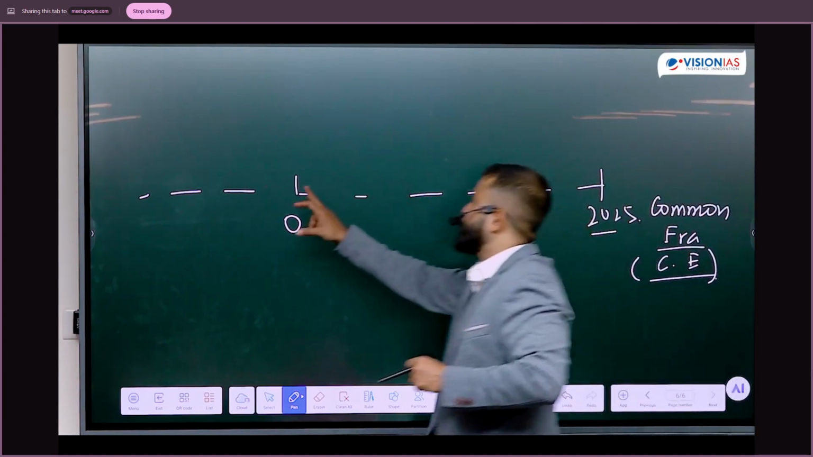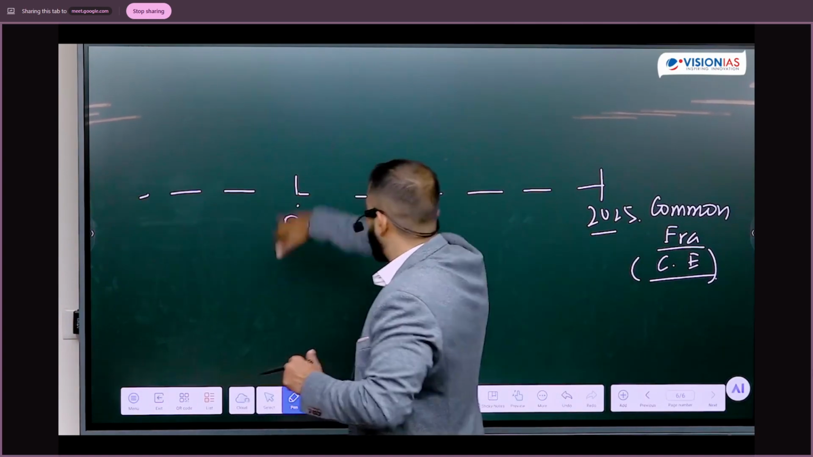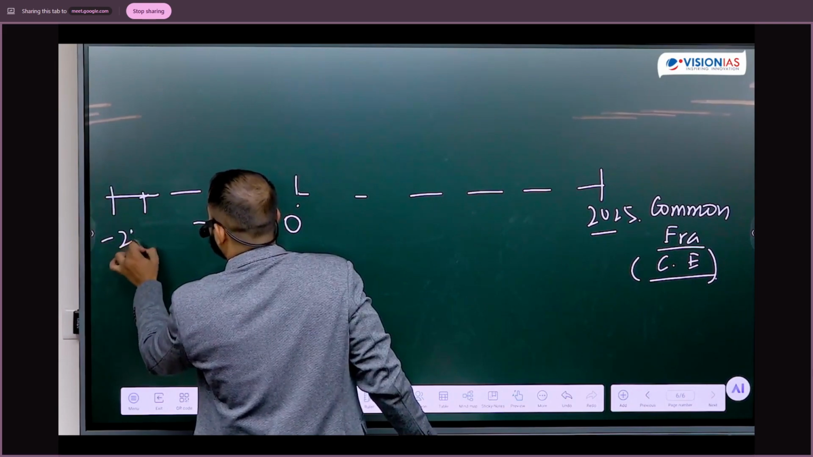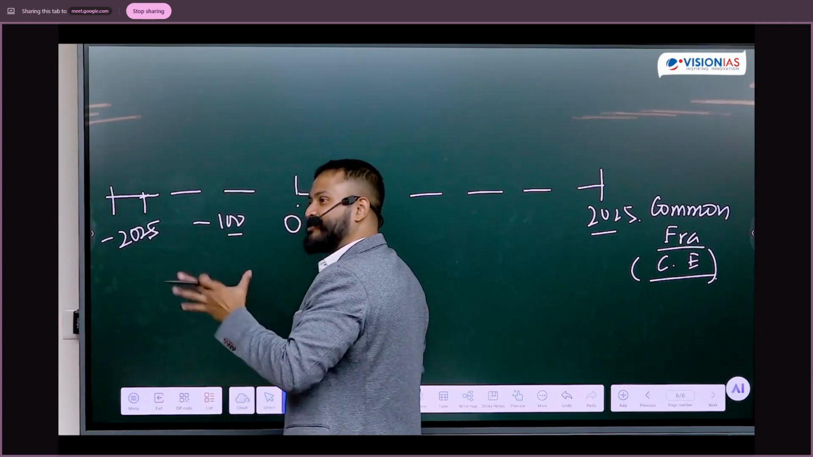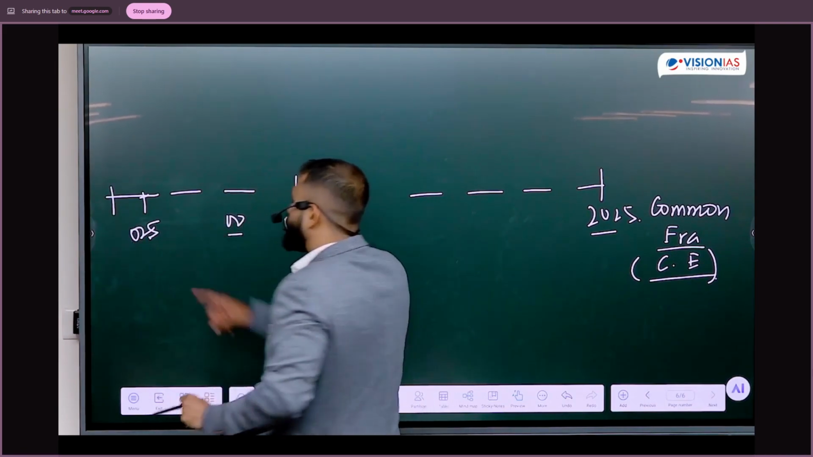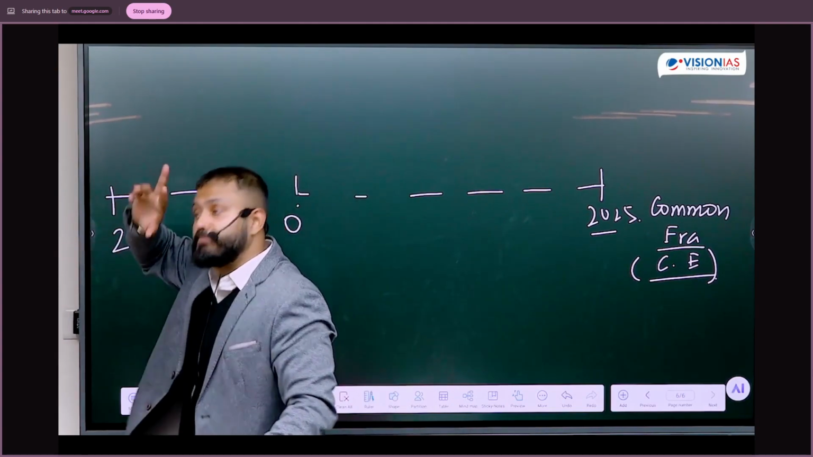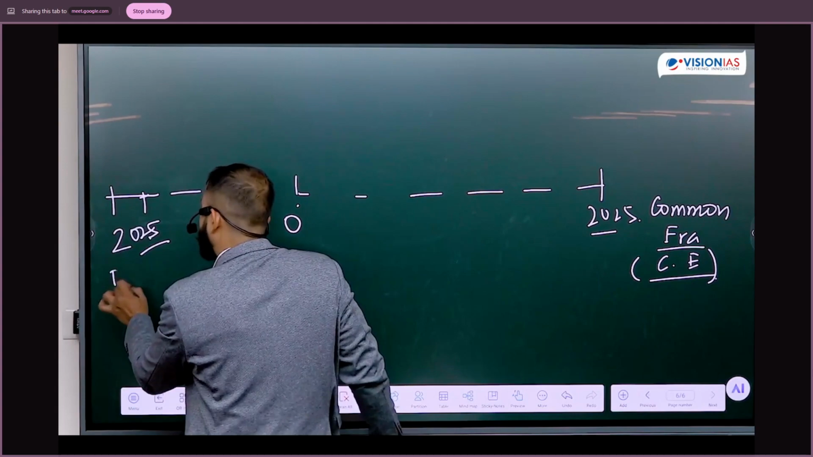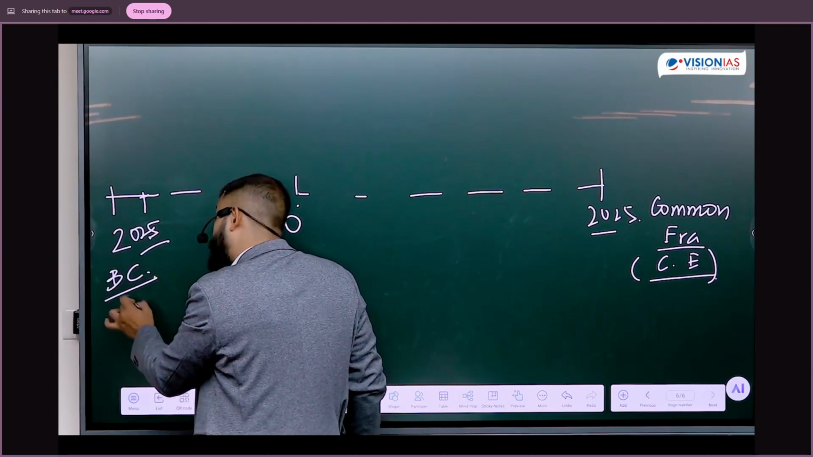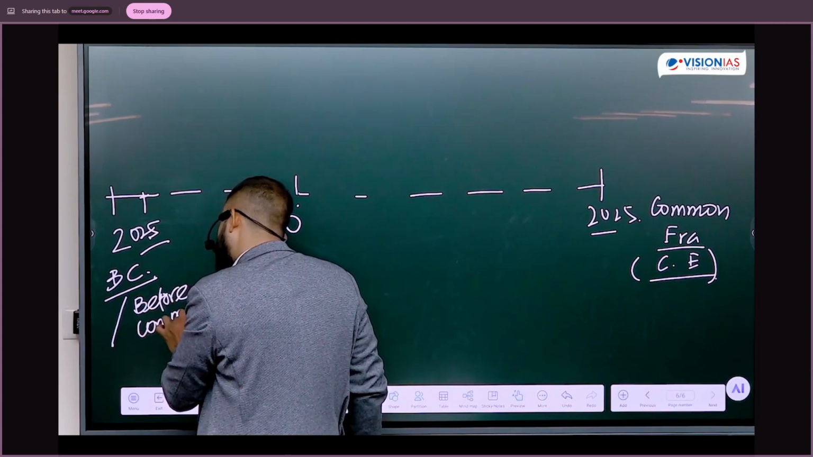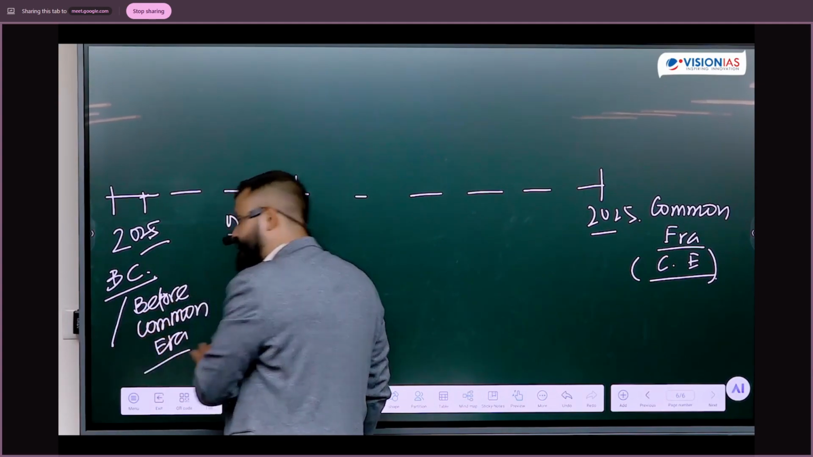What happens when you go back in a number line? You go back, you get minus 100, right? Minus 200, or suppose we go minus 2025. Instead of minus, what do we say? 2025 years, that means before the birth of Christ. That means before Christ. That is known as BC. Instead, what do we call it today? Before Common Era. I hope you understand.